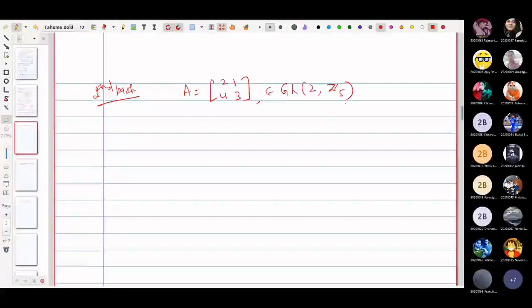In the exam they can change the elements. Here we have taken Z5, but they may say it is from Z7, Z6, Z4, something like this. They can even increase the size of the matrix. There may be many variants of the question, but altogether the technique is going to be the same.